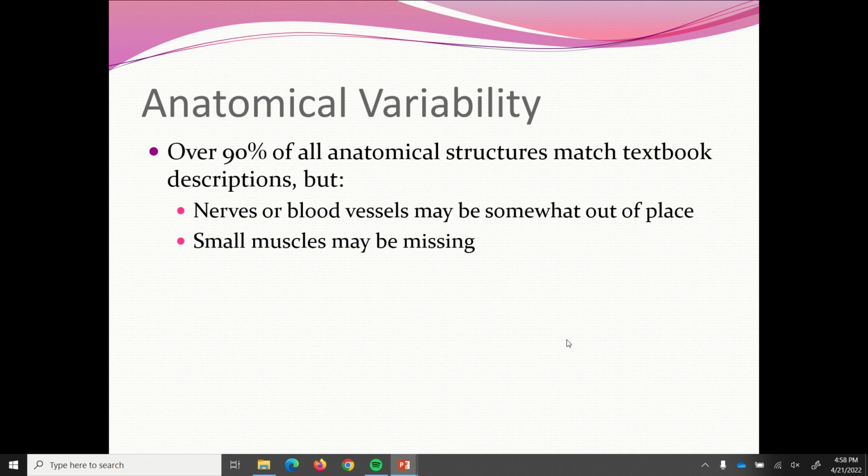Over 90% of all anatomical structures will match textbook definitions, but nerves or blood vessels may be somewhat out of place, and small muscles and even small bones may be missing. There's a carpal bone that we'll learn about called the pisiform, and that's not in every person.